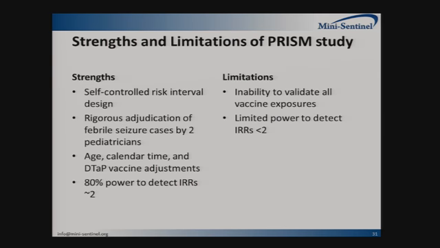First, we were unable to validate all vaccine exposures. However, when we did have medical charts available to confirm vaccination status, we confirmed them in over 90% of cases. And finally, we were limited in power to detect incidence rate ratios below the size of 2. However, this is the largest study to date on 2010-11 TIV and risk of febrile seizures in the US population and results in the narrowest confidence intervals to date.